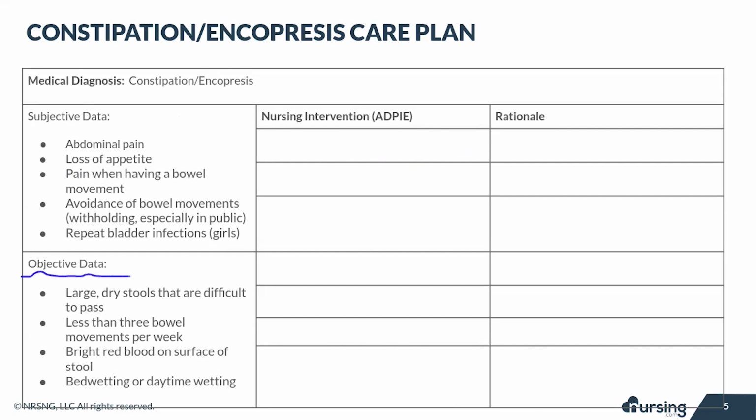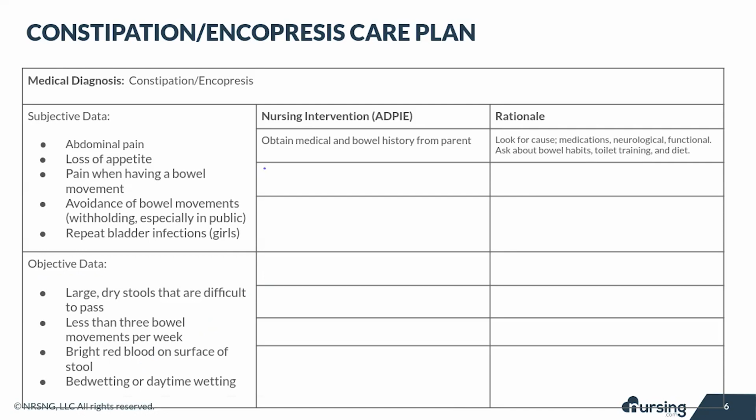The objective data that's associated with these diagnoses are first those large dry stools that we mentioned, and then again thinking about how many bowel movements they're having per week. So if it's less than 3. And then sometimes if they have continual issues with this, they may develop anal fissures. And if that happens, they may notice that there's blood on the surface of the stool, or they notice it when they're wiping. And it's typically a bright red blood. And again, in severe situations, they may experience bedwetting or even daytime wetting.